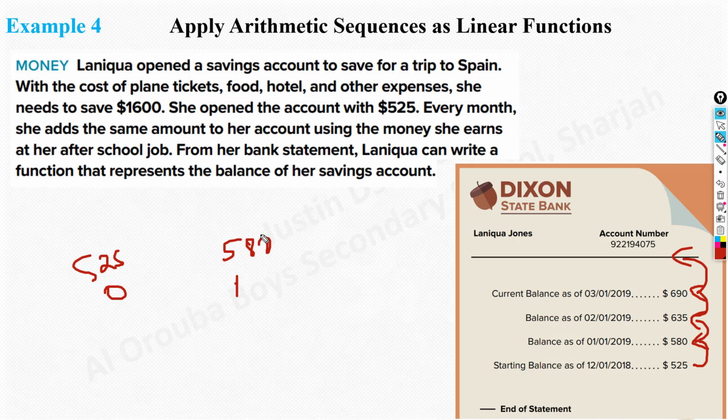Now again 55 is added to this. When you add 55, it will be 635. It's given over here. So 635 in the second month. Then 690 in the third month, and so on. So when will she reach this amount? That is what we need to solve for.